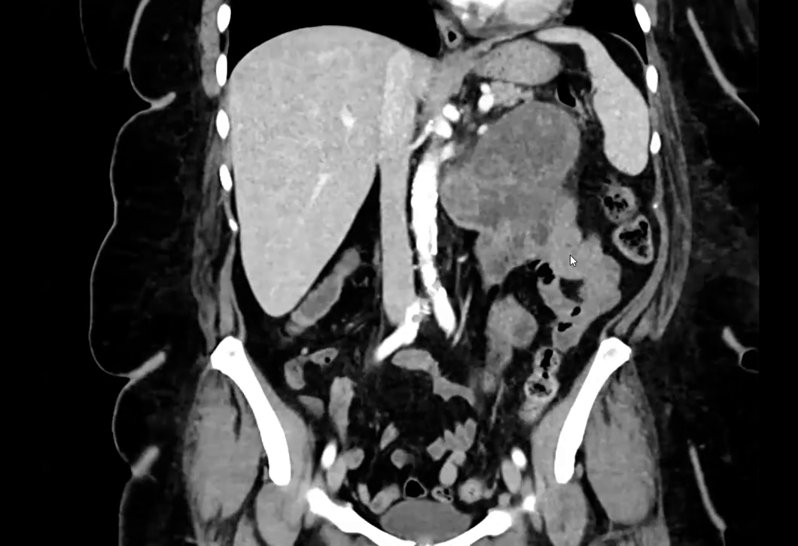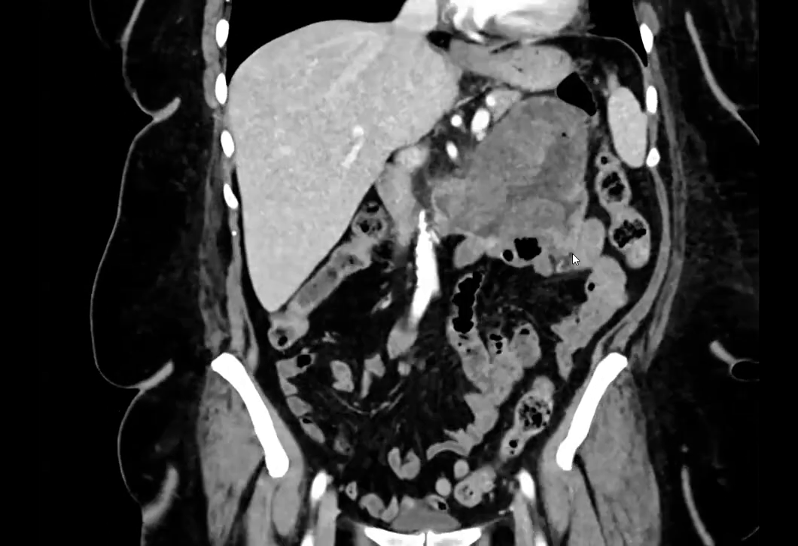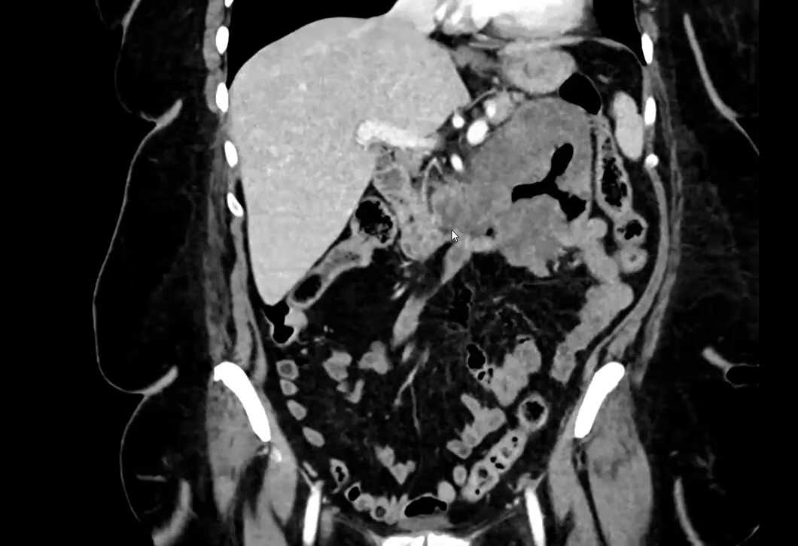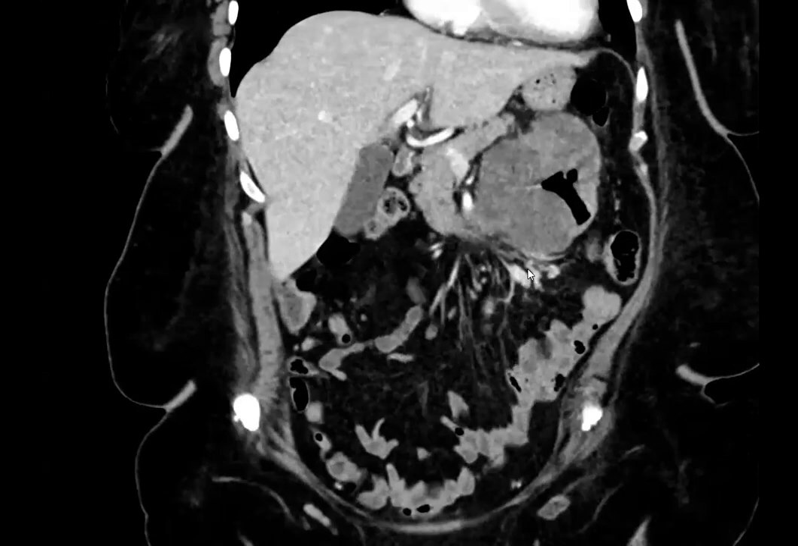So I was kind of betting my money on lymphoma in this case, because it's so big, but it's not causing obstruction. So it's more like a soft tumor, but this was biopsied and then eventually resected, and this was an adenocarcinoma.